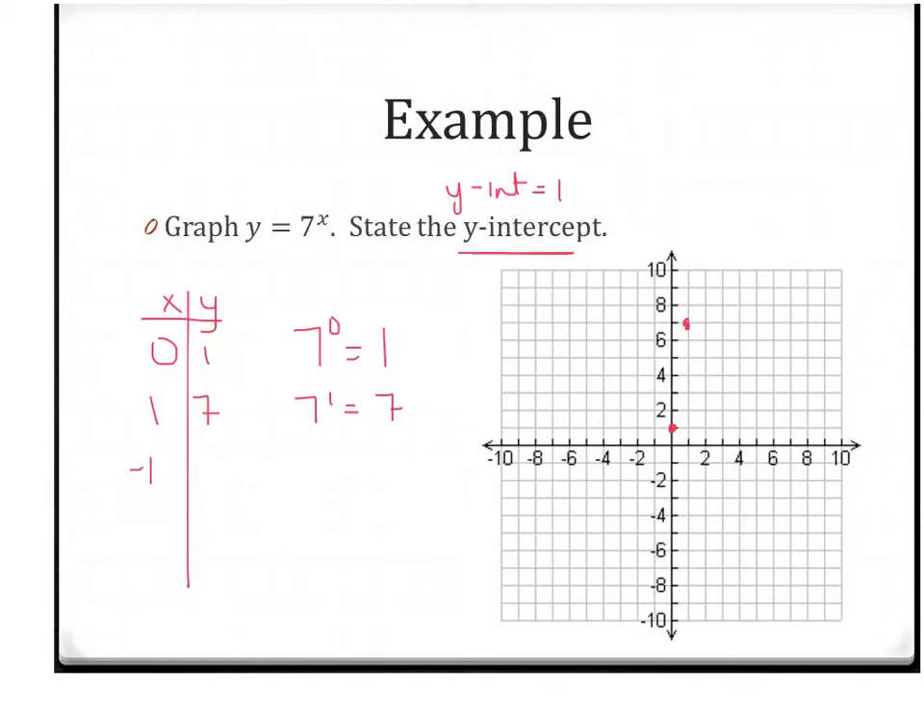So let's come to negative 1. So 7 to the negative 1 is 1/7. That negative exponent moves it to the bottom. Okay. Now, if I wanted to do negative 2, that would be 1 over 7 squared, which is 1/49. Okay, and I'm going to get closer and closer to 0. I'm never going to touch 0. So I'm going to come in along the x-axis and come up.